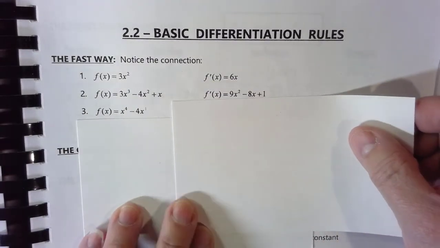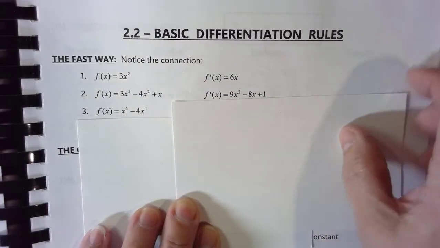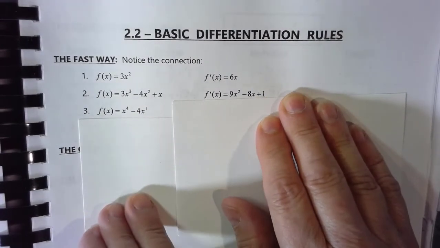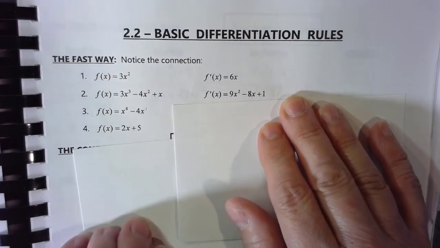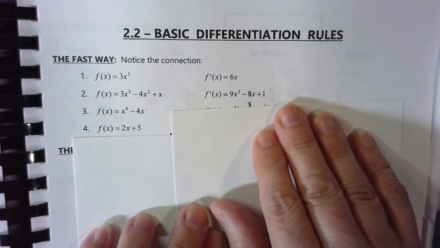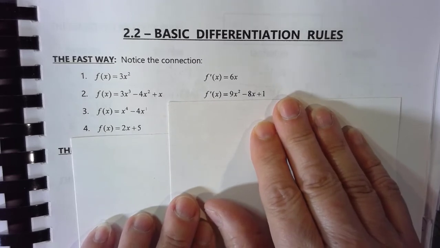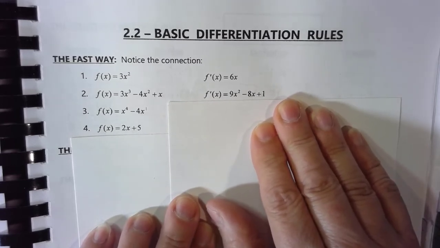If f of x is x to the fourth minus 4x, and notice that would be to the first power, I want you to write in the blank what you think that is. And number 4, f of x is 2x plus 5, and I want you to write in the blank what you think that answer is. Pause the video.